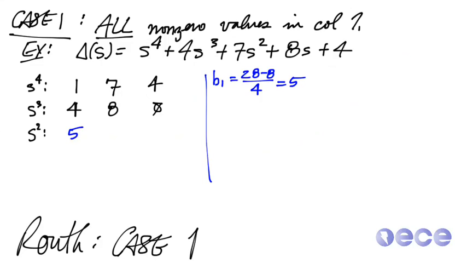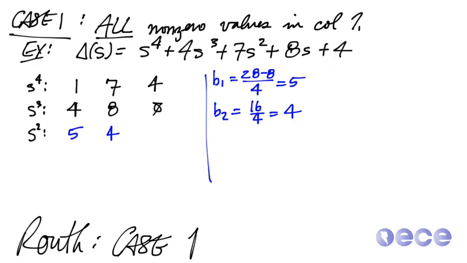So once we've calculated b1, we calculate b2 in the same way. We're going to calculate 4 times 4 minus 1 times 0 divided by 4. So b2, again, 16, which is 4 times 4, minus 0 over 4, gives me a 4. So now I've calculated the s to the squared entry.